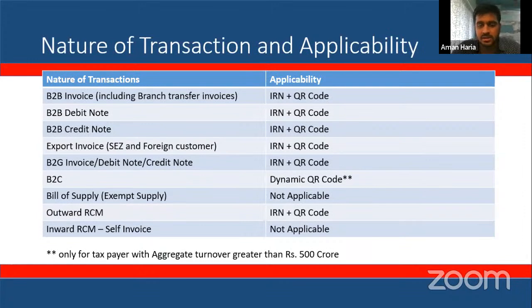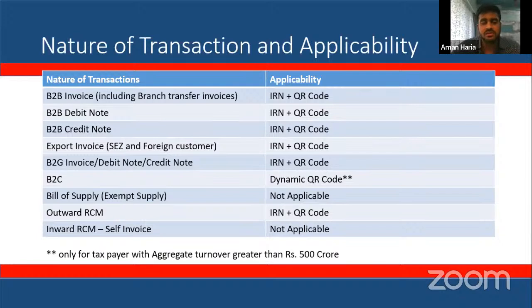Next is the B2C category. As we discussed, it is applicable only for entities with turnover greater than 500 crores. And for them, the invoice applicability requirement is the dynamic QR code. The next is bill of supply, basically your exempt transactions. For these transactions, for exempt transactions, you are not required to generate IRN and QR code. Similarly, for inward RCM self invoice, you are not required.